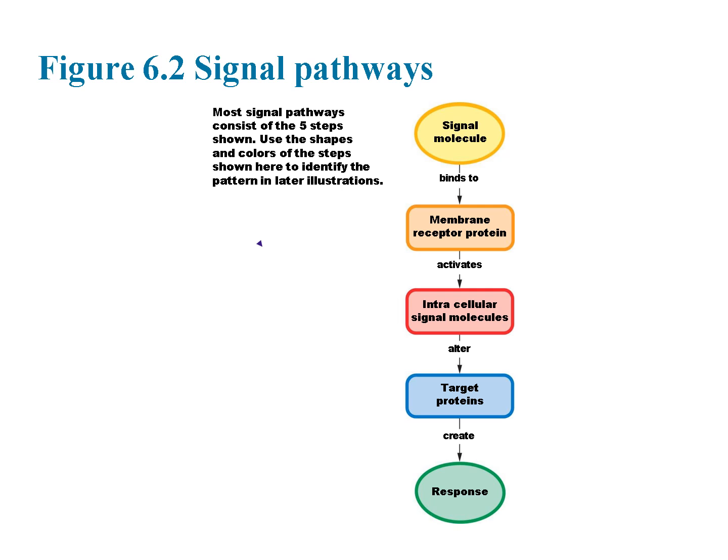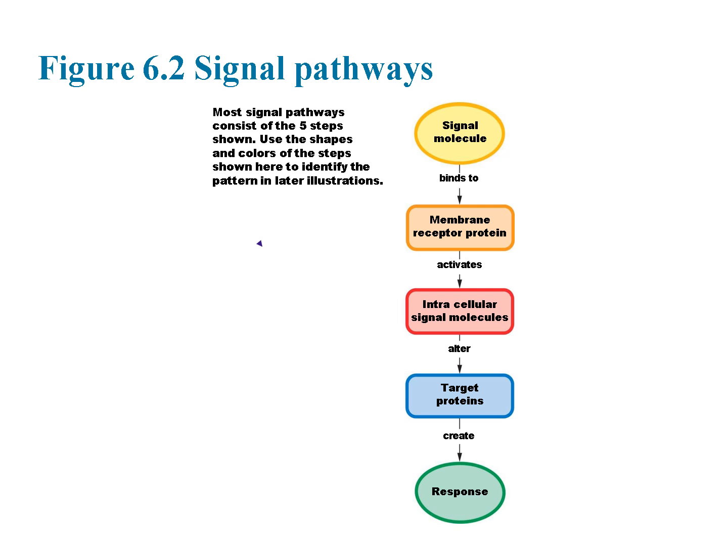Once the receptor is activated, it triggers the production or release of intracellular signal molecules. These molecules act as messengers, amplifying the signal and relaying it deeper into the cell. The intracellular signals then interact with and alter target proteins. These target proteins can be enzymes, structural proteins, or transcription factors.